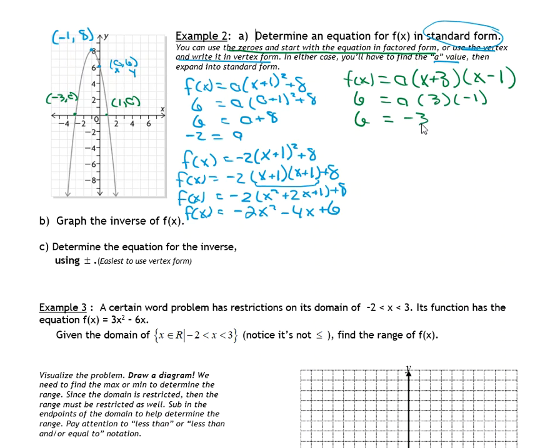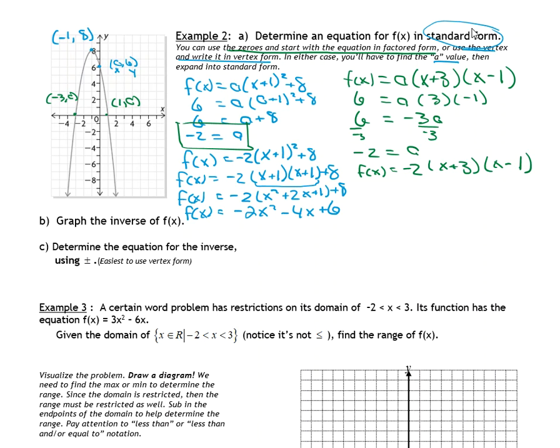6 equals -3a, divided by -3. And what a surprise, we get -2 equals a, which we already knew, but that's okay. We would only do it once, you wouldn't do it twice. So our equation in factored form is f of x equals -2, x plus 3, x minus 1.